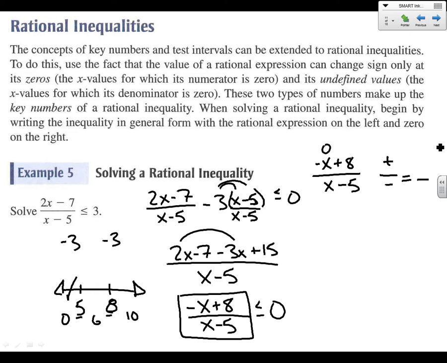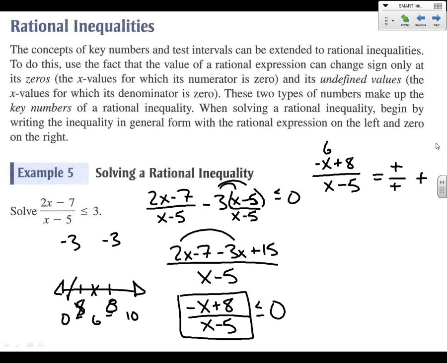Let's test 5 real quick. 5 minus 5 in the denominator is going to be undefined down here. So we don't want 5. That's not going to help us out. Let's try 6. If we plug in 6, negative 6 plus 8 is a positive. Positive 6 minus 5 is also a positive. And so that's a positive when we divide. That is not less than 0, so don't like that section.